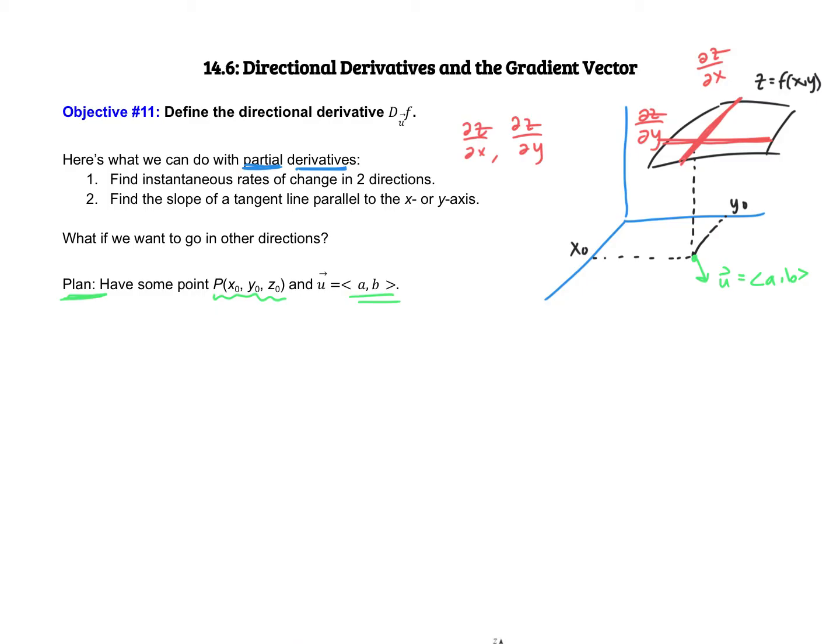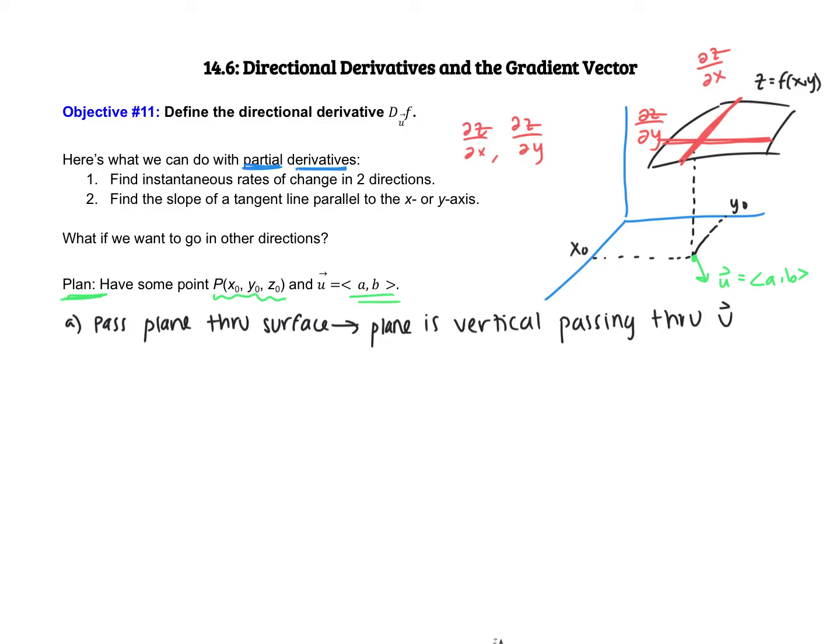Okay, so let's jump in. What we're going to do first is pass a plane through the surface, and that plane is a vertical one that passes through that vector u. So we're going to take a vertical plane that passes through u, and we're going to pass it through our figure.